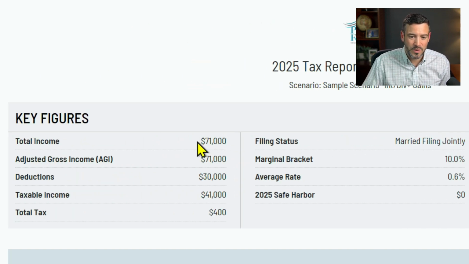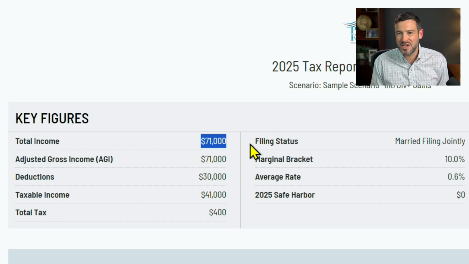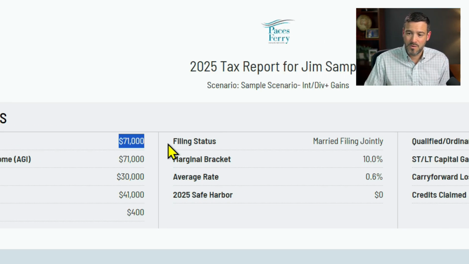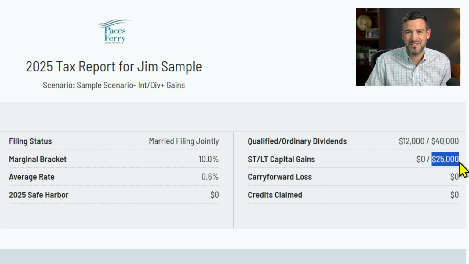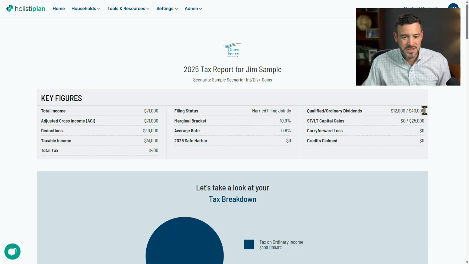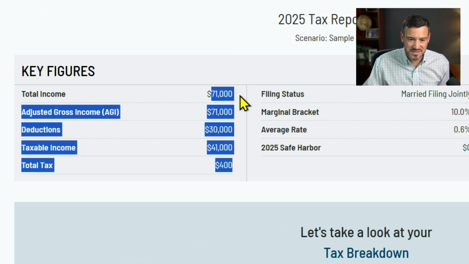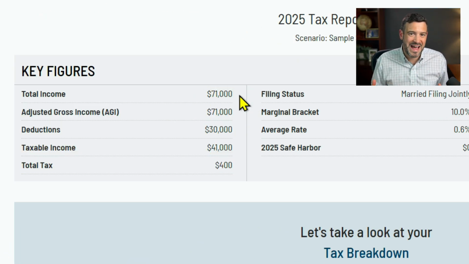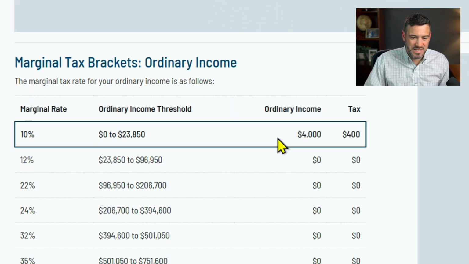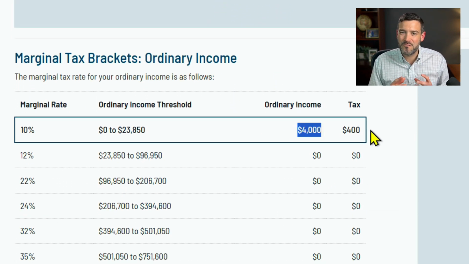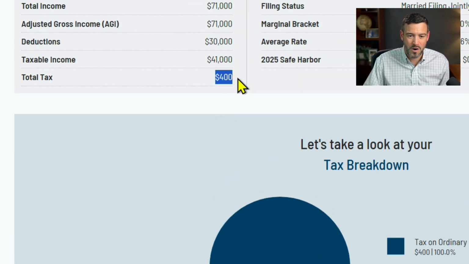Now, while their total income here is $71,000, I know and you know that they actually have $96,000 worth of liquidity, right? Because they only realized a $25,000 gain, but they sold $50,000 worth of stocks and bonds. So far they have $96,000 worth of liquidity to spend. And here's where it gets cool. So even though they have $96,000, $71,000 of that is overall taxable, when we look at their ordinary income tax brackets, they still only have $4,000 worth of ordinary income and their taxes are still $400.